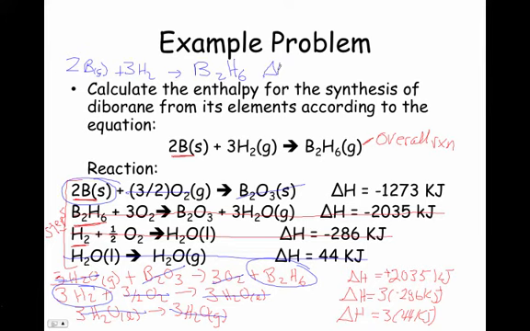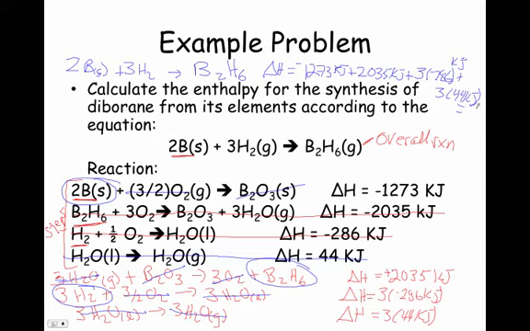So our delta H is then going to equal -1273 kilojoules plus 2035 kilojoules plus 3 times -286 plus 3 times 44 kilojoules. And kilojoules should also be written up here.